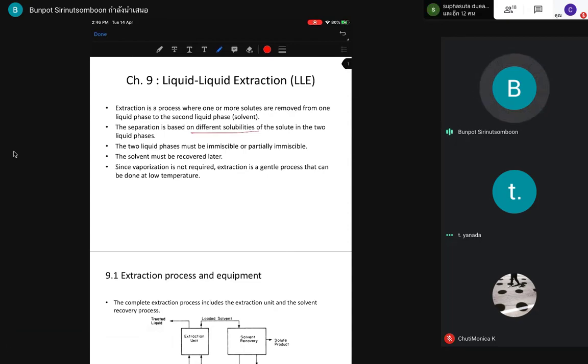And ideally, we want the two liquids to be immiscible, meaning they don't mix with each other, they don't interact with each other. But of course, in real life, some liquids will be immiscible. Maybe they can mix with each other a little bit.